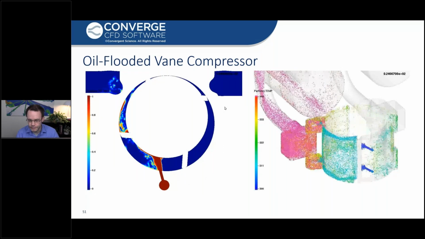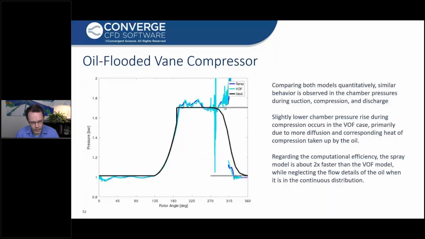However, when we look quantitatively at the results for the key output being the pressure and the temperature at the end of compression, we see very similar results from these two models, showing the oil's ability to absorb some of the heat of compression in both cases reasonably well. One of the small differences, which is probably too subtle to see on this plot, is that with VOF and surface compression, we did have slightly lower pressure at the end of compression and the beginning of discharge than we did in the case with the spray.